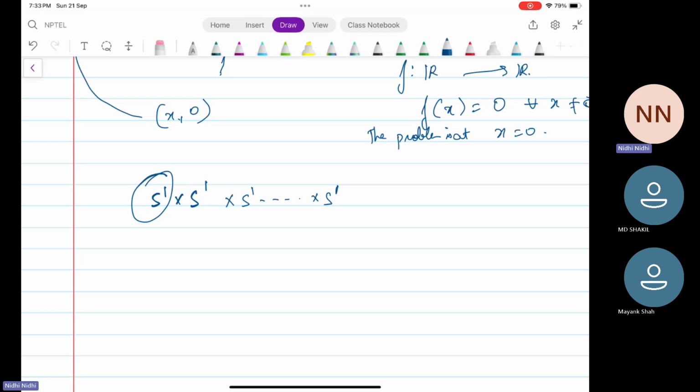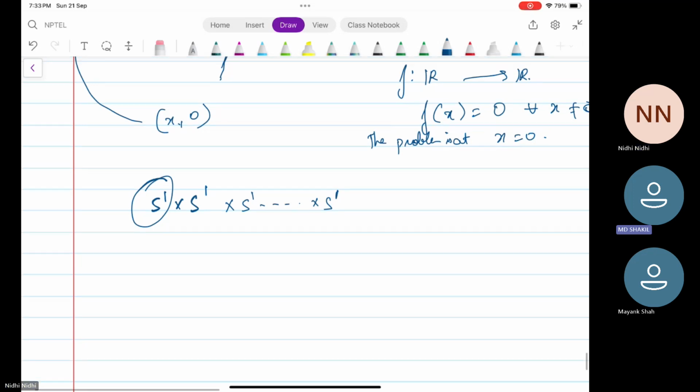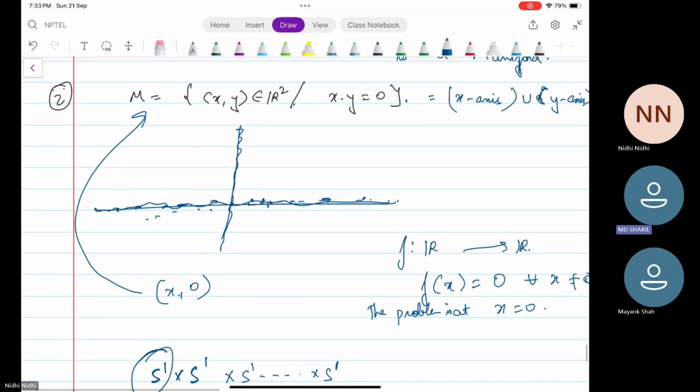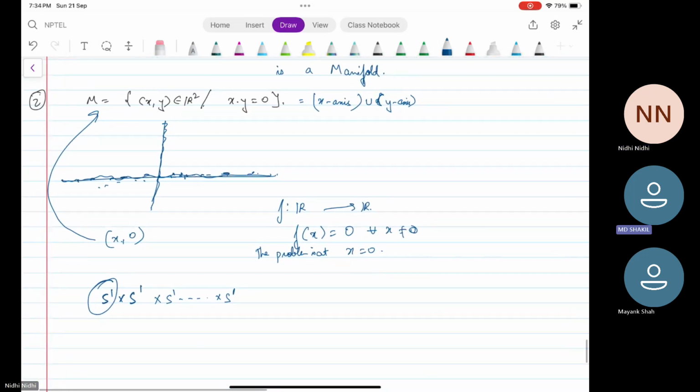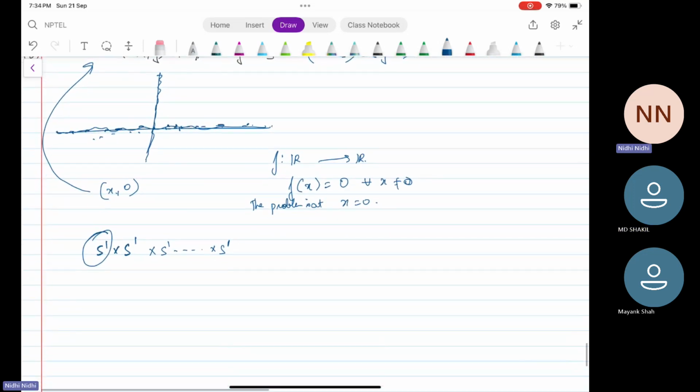Ma'am, in the above case, when the graph is the x and y axis, the problem is when they intersect at the origin. So when we take two graphs which are not straight lines, if they intersect in R square, will they form a manifold? Or will the same problem happen at the point of intersection?